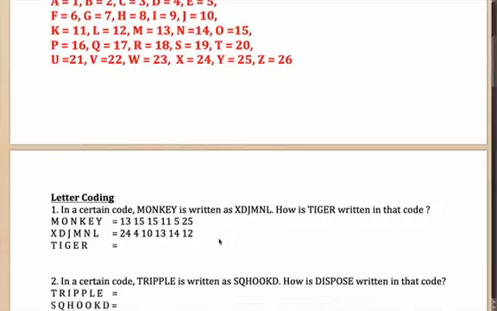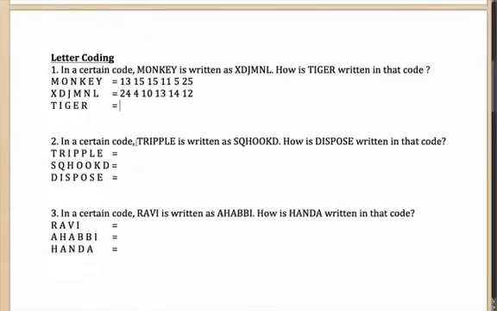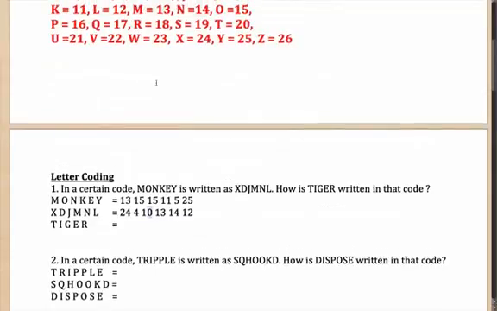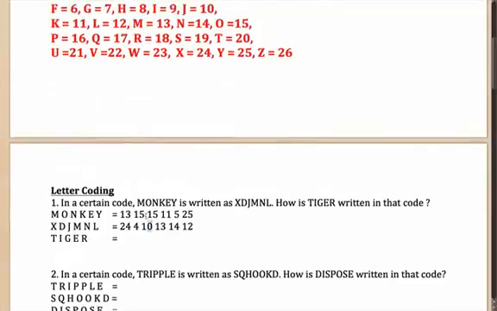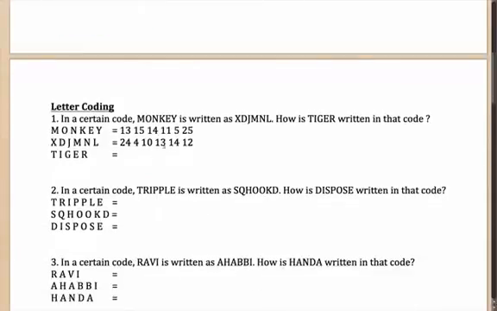Now, your task is to observe the pattern in these two, which you should be able to do in less than 30 seconds. The pattern here is obvious, that the number series is written in reverse with 1 reduced. 25 has become 24, 5 here has become 4 here, 11 has become 10. Oh, I think I made a mistake in monkey. N was 14. Okay, so this should be 14. So 14 has become 13, 15 has become 14, and 13 has become 12.